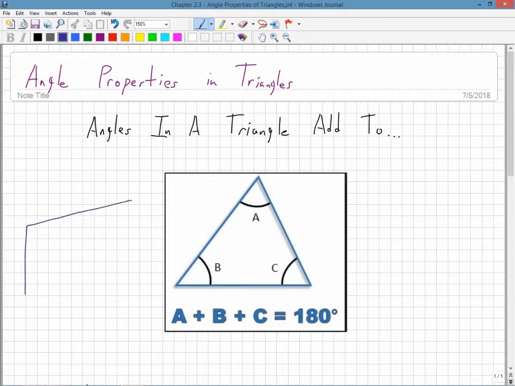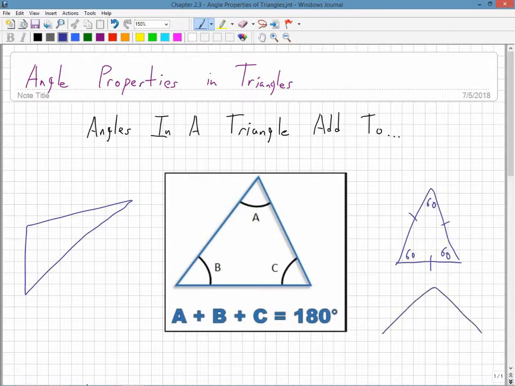It could be elongated like that with an obtuse angle. It could be an acute angle like this. Or it could even be what's called an equilateral triangle, where all the angles are the same. And if all the angles are the same, and they have to add up to 180, you just divide by 3 to get 60 for every angle.